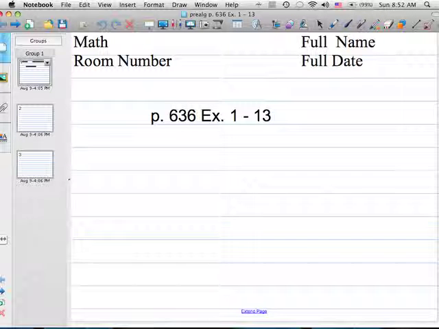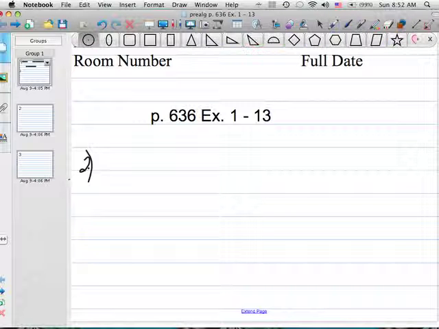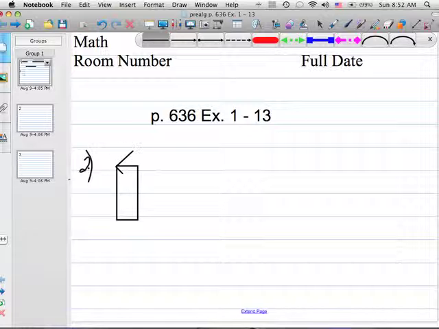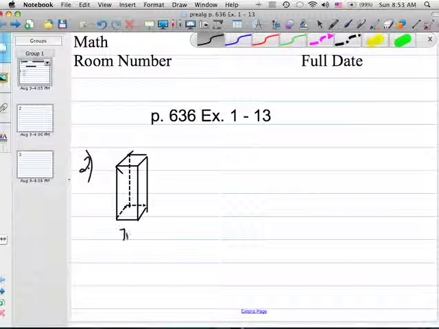Problem number 1, we have number 2. Problem number 2, we have a rectangular prism, and we have 7 inches by 9 inches by 14 inches. You don't have to draw the picture, I'm just putting it in.